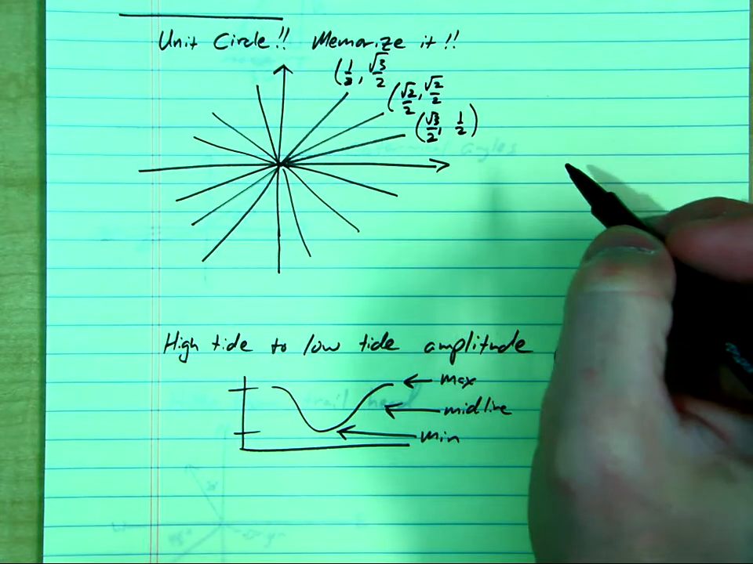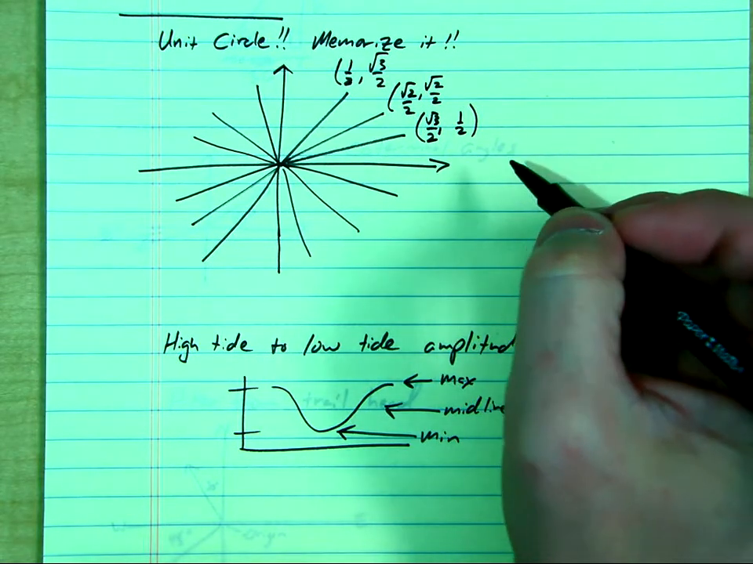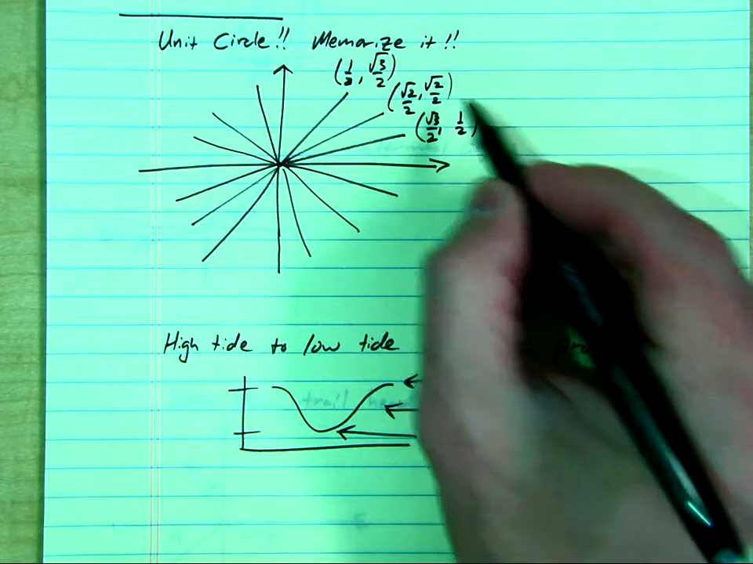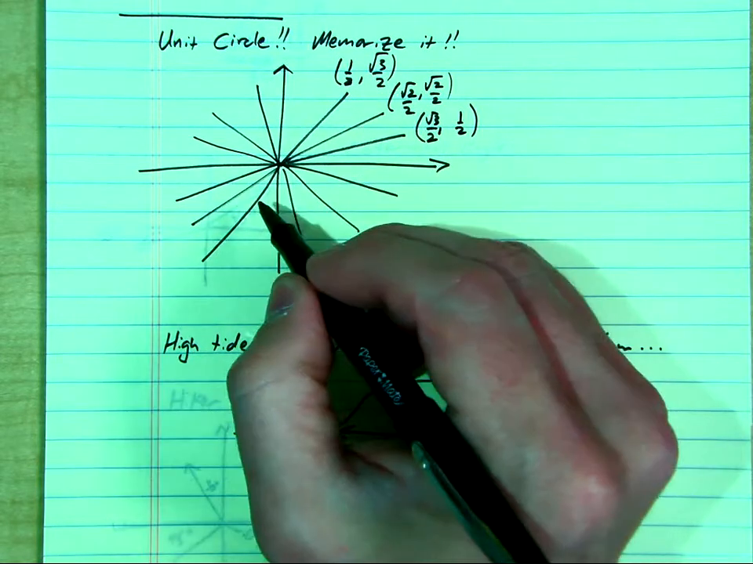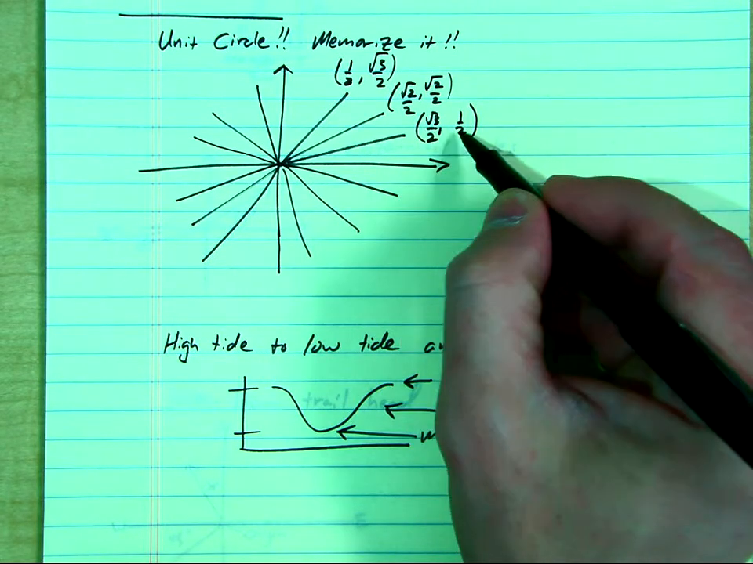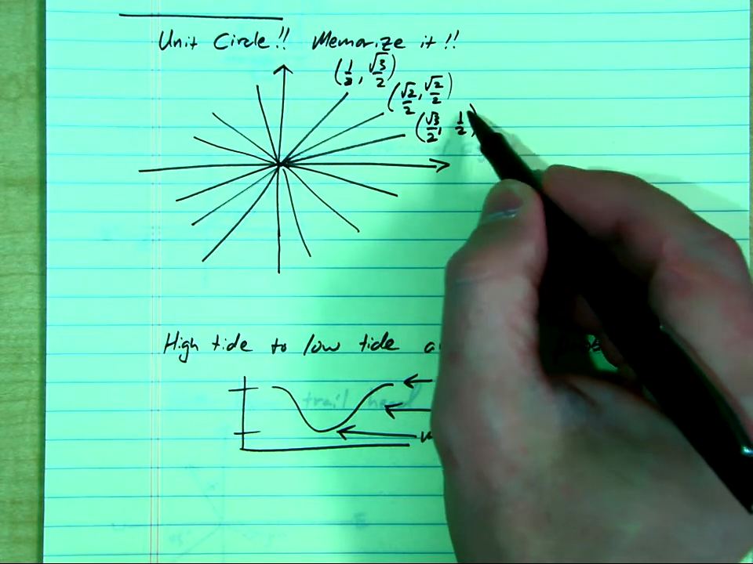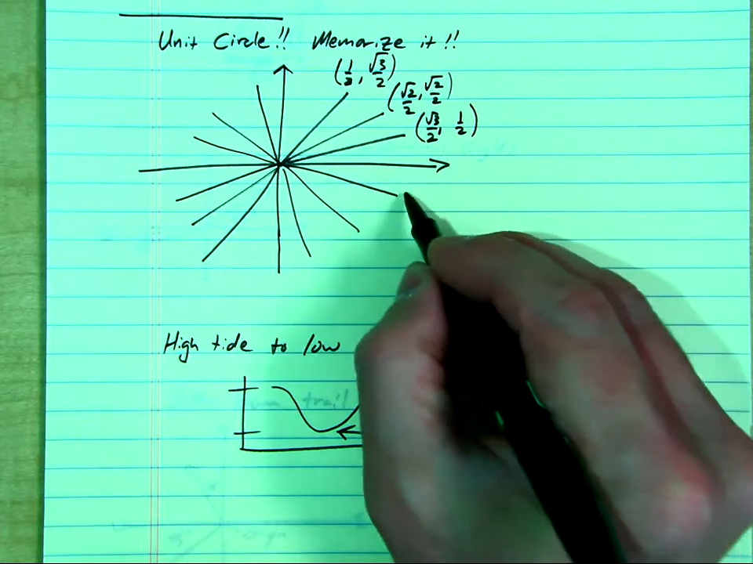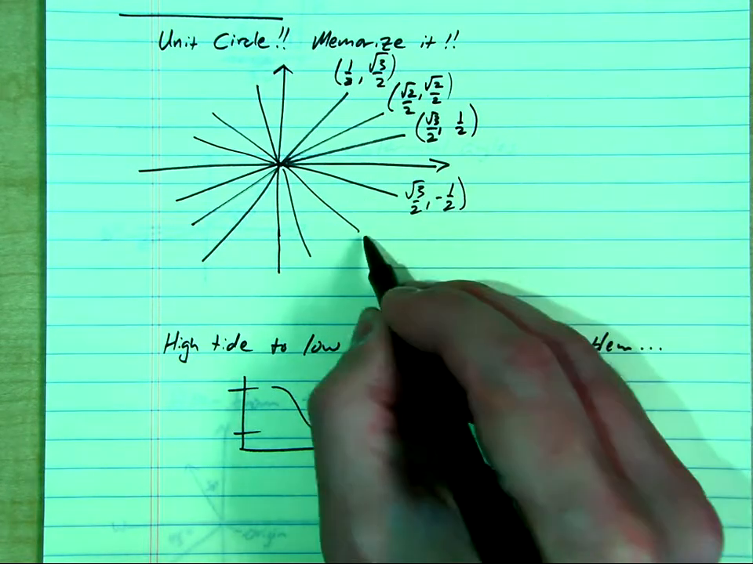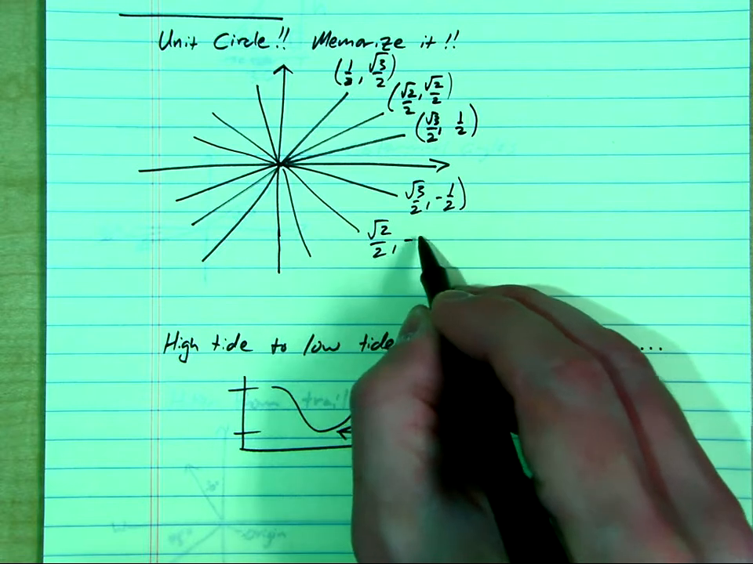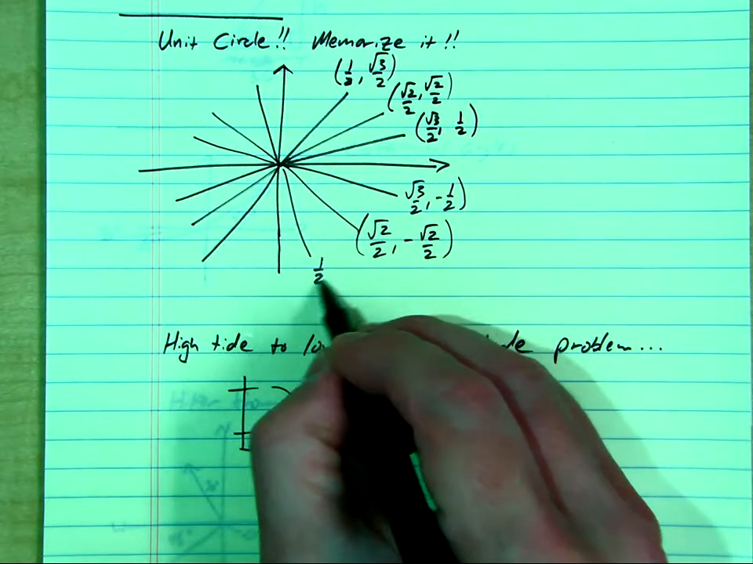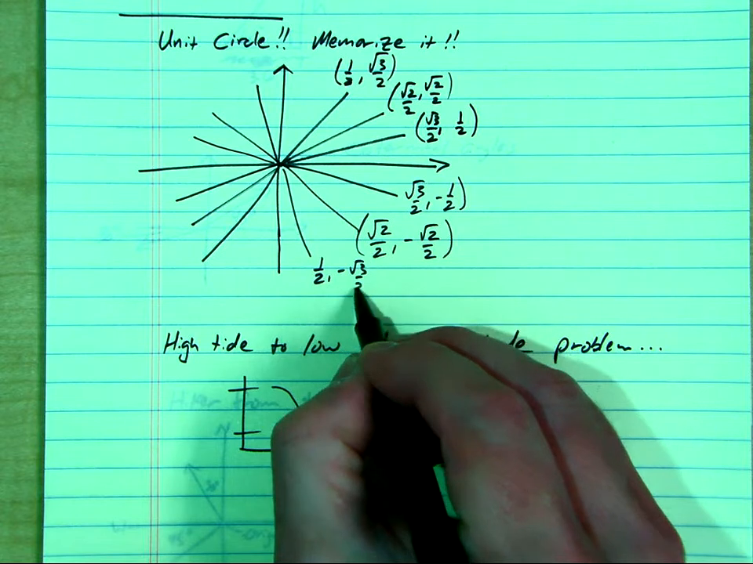Okay? Now there are several ways. I wish I could get up there at the screen and show you this, but I'm writing. There are several ways to reflect and figure out all of the other angles. But basically, if I reflect this one over this one, which sign changes? It's the y one that changes. So you're going to have rad 3 over 2 and negative 1/2. And this one is the same way. Rad 2 over 2 and negative rad 2 over 2. And then this one goes to 1/2 and negative rad 3 over 2.